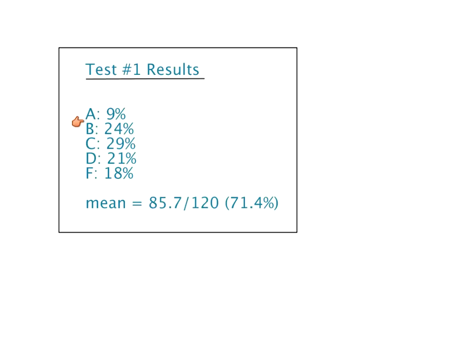Distribution is A's and B's were 33%, and D's and F's were 39%. So that's actually not a bad sort of pair of ends of the distribution for test 1.